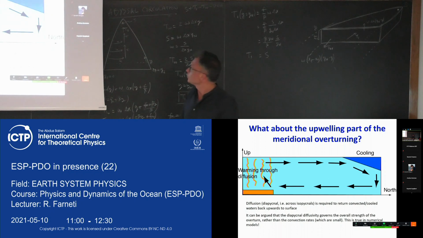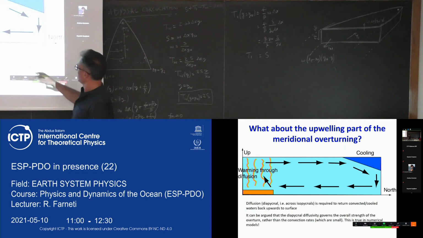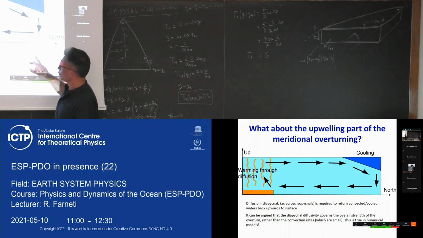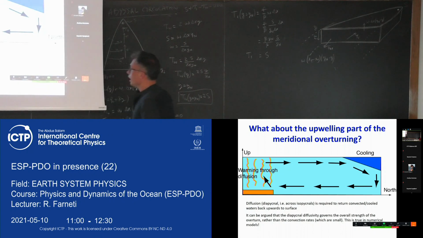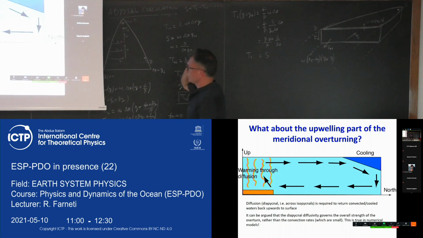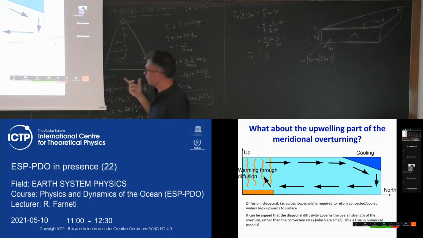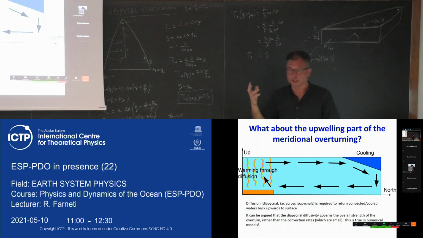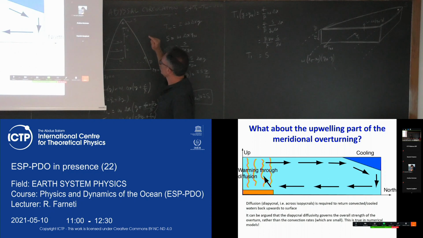So what about the upwelling part of this meridional overturning circulation? You need diffusion to return the convected waters back to the surface. And so you can argue, like in this case, that diapycnal diffusivity governs the strength of the overturn instead of the convection side. If you think that vertical diffusivity is the only reason why you close the cell, instead of saying I produce this much source water and then I need to close the cell, you can make your argument the other way around.